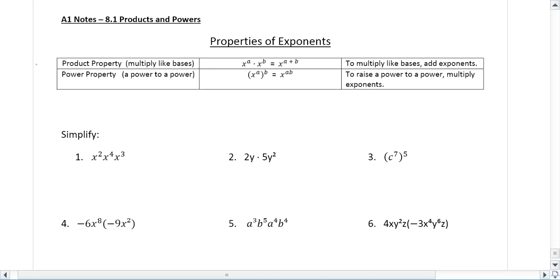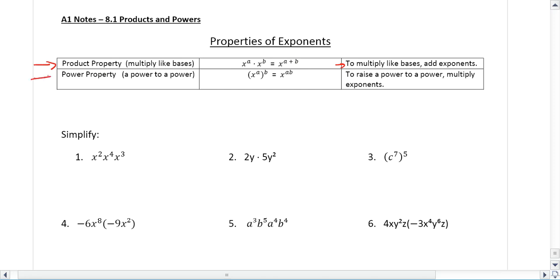So this first property, they call it the product property. I usually call this multiplying like bases. And in words right here, to multiply like bases, you add exponents. So x to the a times x to the b equals x to the a plus b. Okay, you know this.